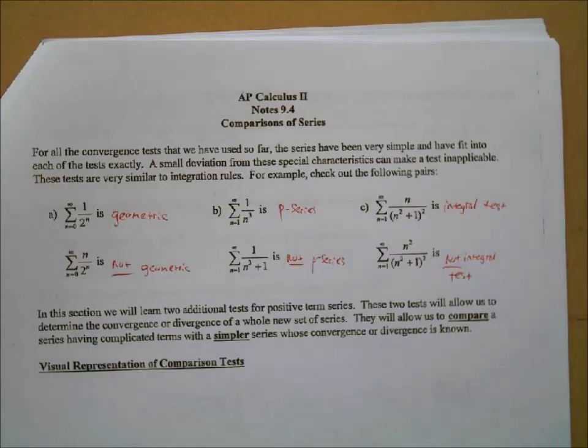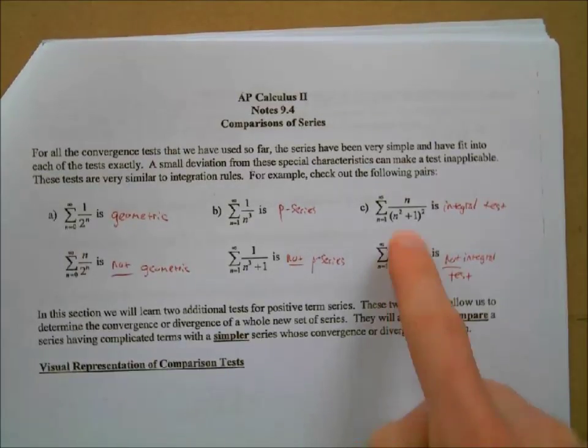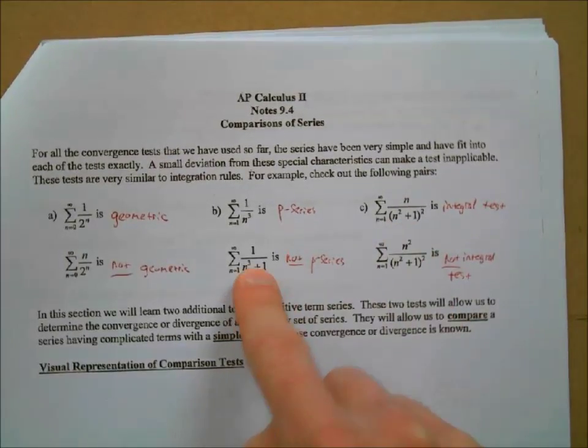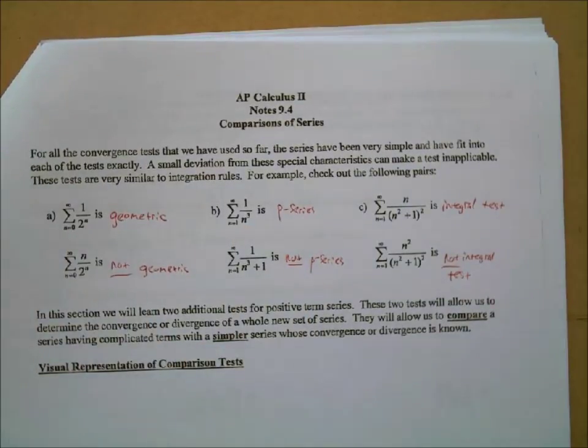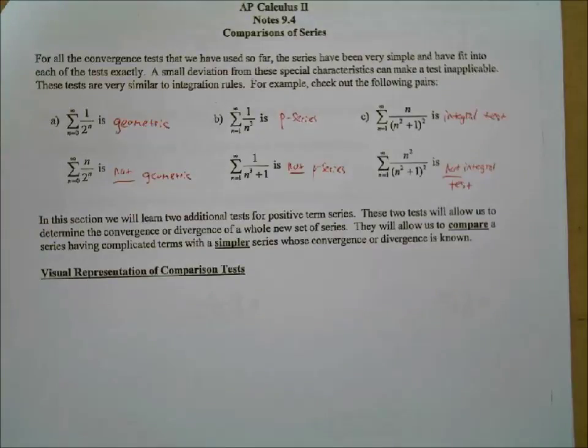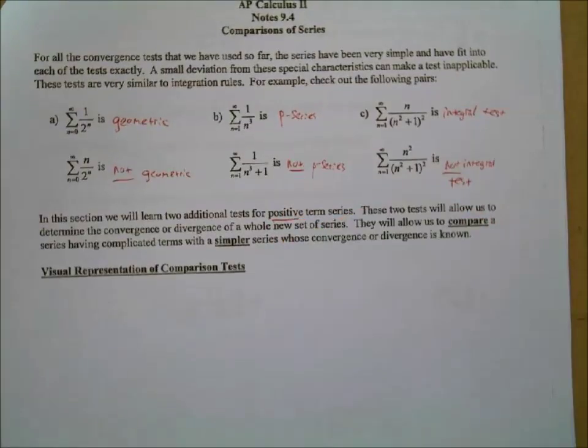We can't integrate that. So we run into some troubles here, but this thing is awfully close to this, or this is awfully close to this. Can we do better? In this section, we're going to learn 2 additional tests for positive term series. These 2 tests will allow us to determine the convergence or divergence of a whole new set of series, and we're going to do that through comparison.